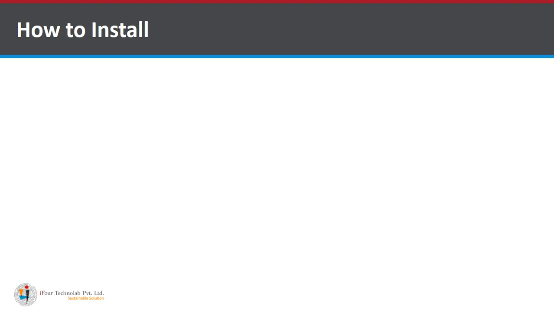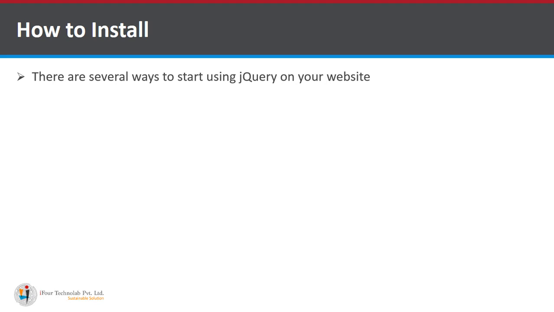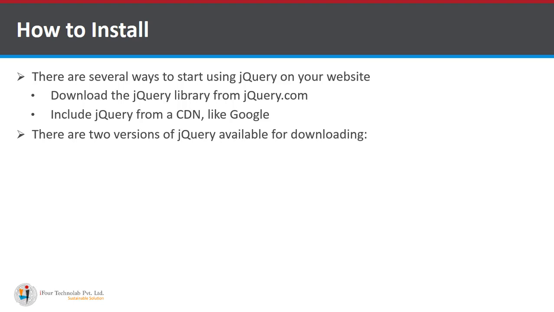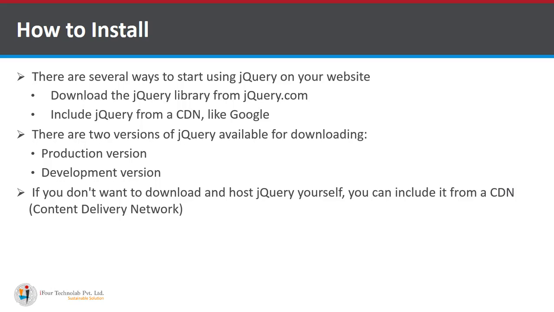Now the next thing is how to use jQuery. There are two ways to use jQuery. The first one is local installation, which means downloading the jQuery library from jquery.com, putting it on your local machine and including it in your HTML code. The second one is the CDN based version, that is, including the jQuery library in your HTML code directly from a Content Delivery Network. That is CDN. Google and Microsoft both provide a content delivery network for the latest version.